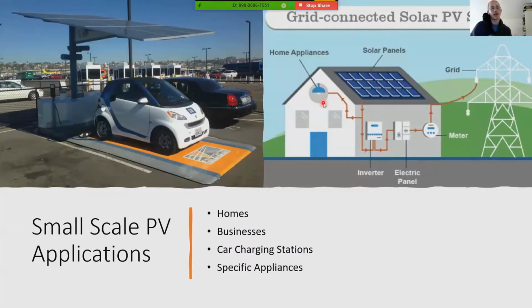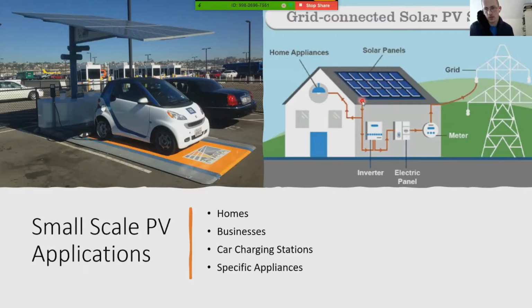Small photovoltaic applications, obviously homes and businesses, although you don't really see them on businesses very often. It's generally residential. Car charging stations, there are quite a few of these in Europe, not as many in the US, but hopefully that'll start to change. And when it comes to residential applications, you can either power your entire house off of solar, or you can use solar to power specific appliances in your home, maybe like a hot water heater, or other appliances that you want powered by solar.